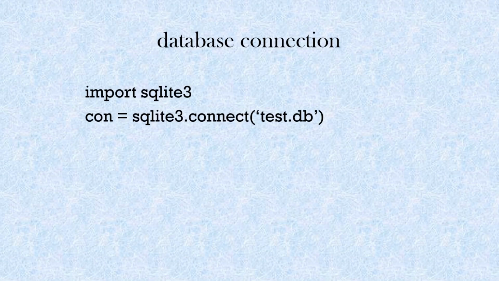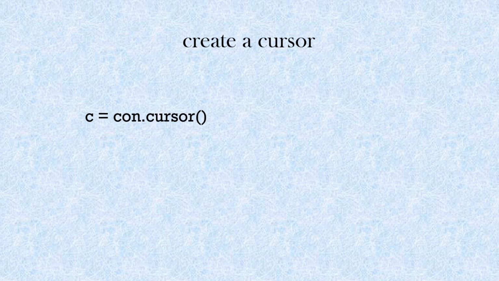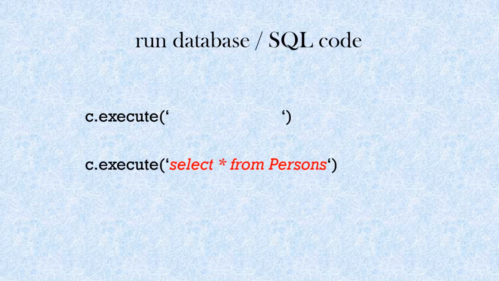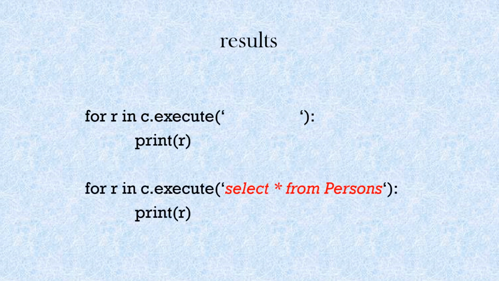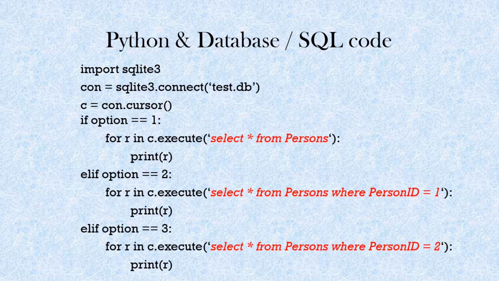We created the cursor. We run the SQL code in a c.execute in Python, and then we can see the results by using a for loop. So we saw that in the previous video. So we had a menu system where we had some very simple SQL statements with different options.